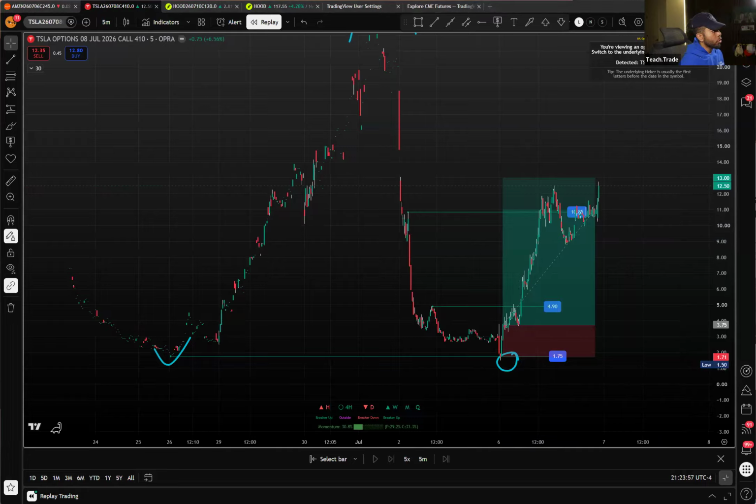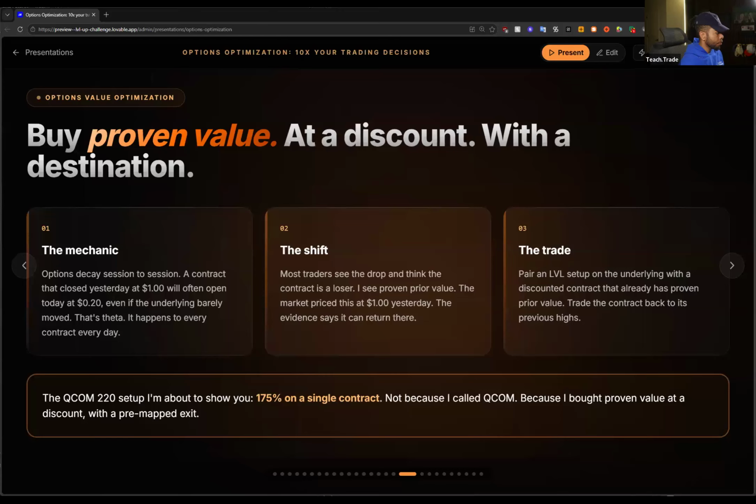And again, I want us to buy proven value. I want us to think about buying proven value, improving our decision making through the simplification and pre-planning of these processes.